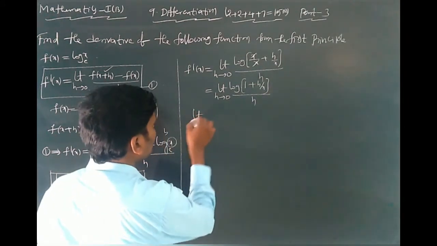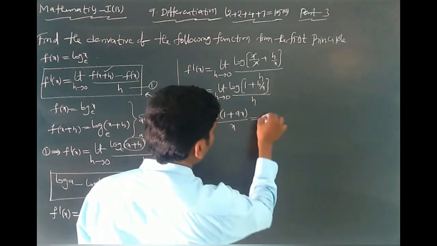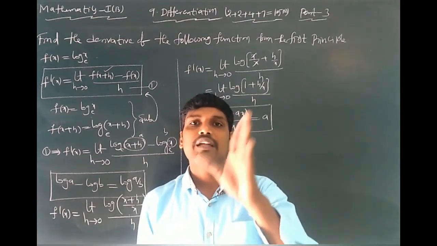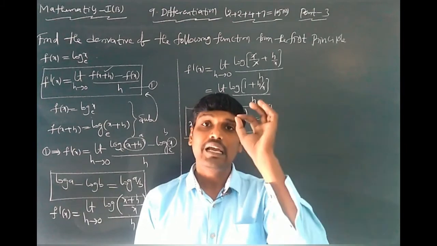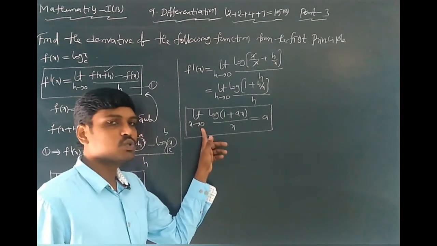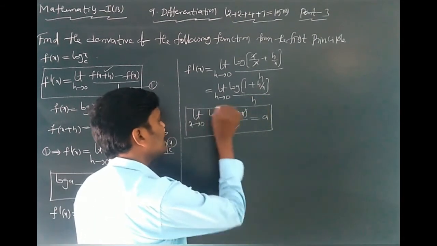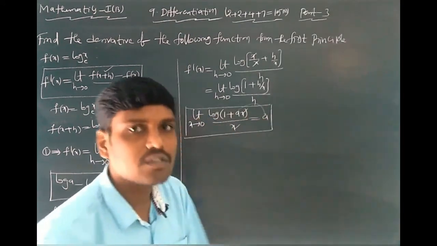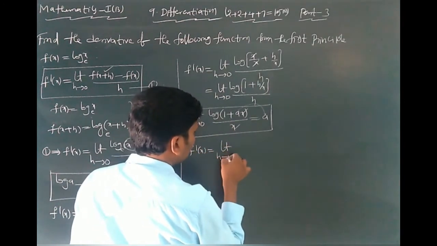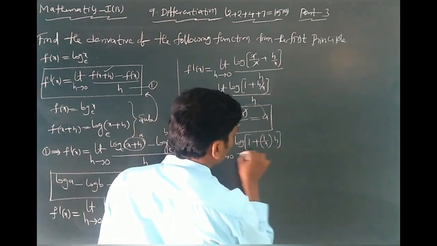You know that limit x tends to 0 of log of (1 + ax) by x is equal to a. Which chapter is this formula from? The 8th chapter in Mathematics 1A, limits and continuity. In that chapter, this formula is a standard limit formula: limit x tends to 0 of log of (1 + ax) by x equals a. In place of a, any value can be there, and that value is the answer. That's why f'(x) = limit h tends to 0 of log of (1 + (1 by x) into h) by h.